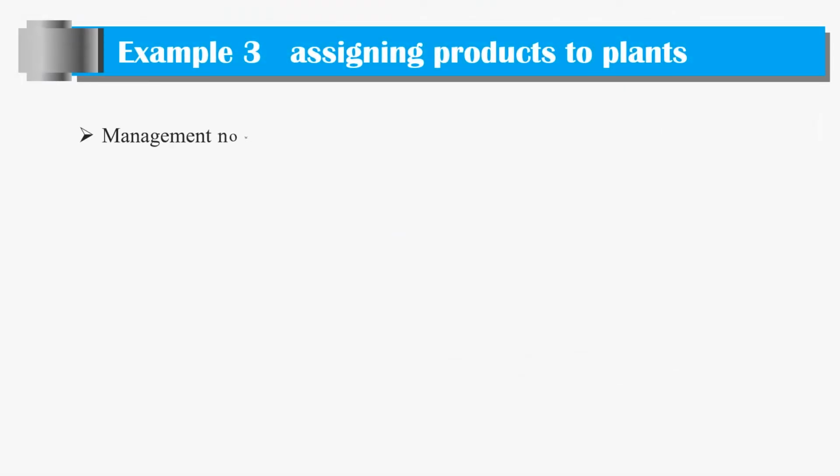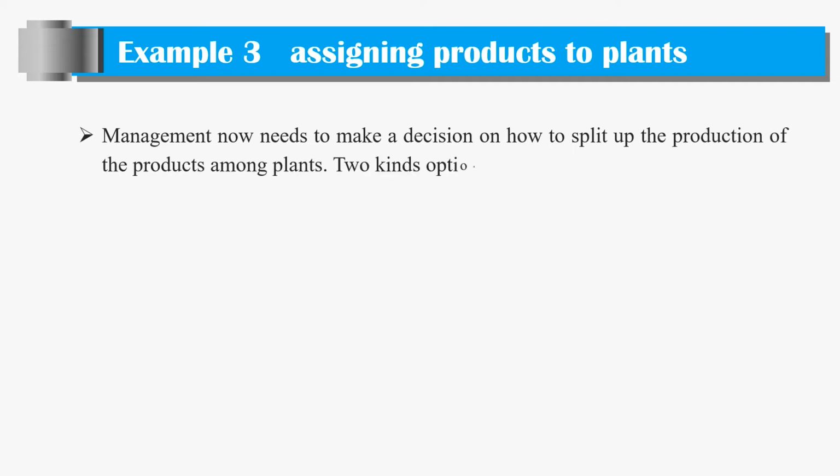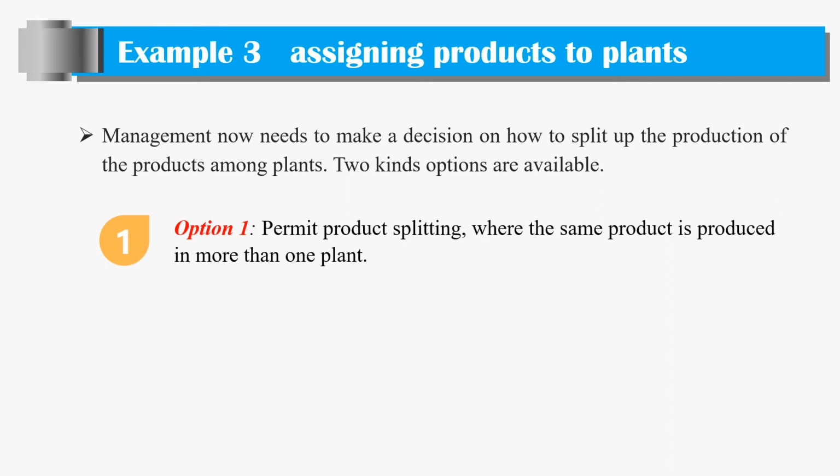Management now needs to make a decision on how to split up the production of the products among plants. Two kinds of operation are available. Operation 1: permit product splitting, where the same product is produced in more than one plant. Operation 2: prohibit product splitting.